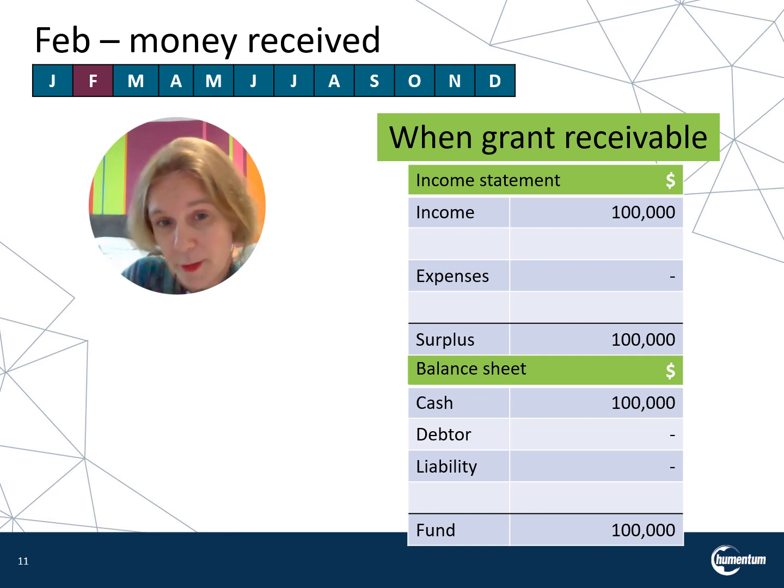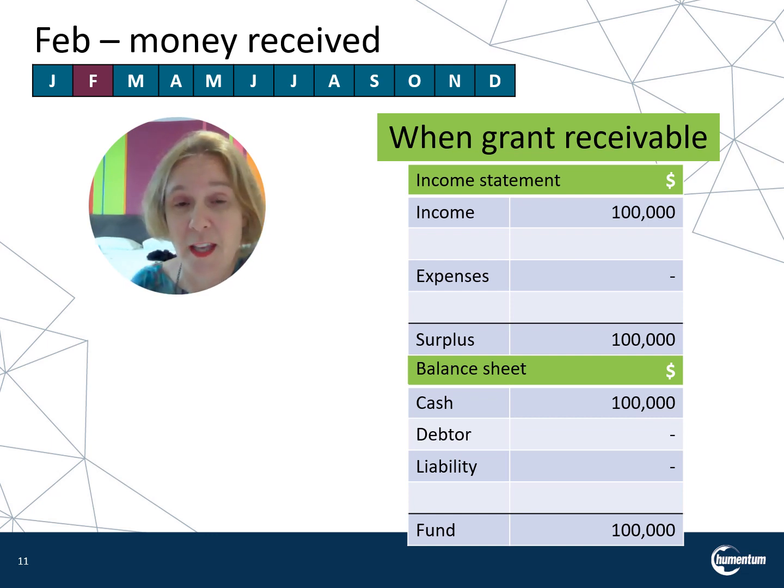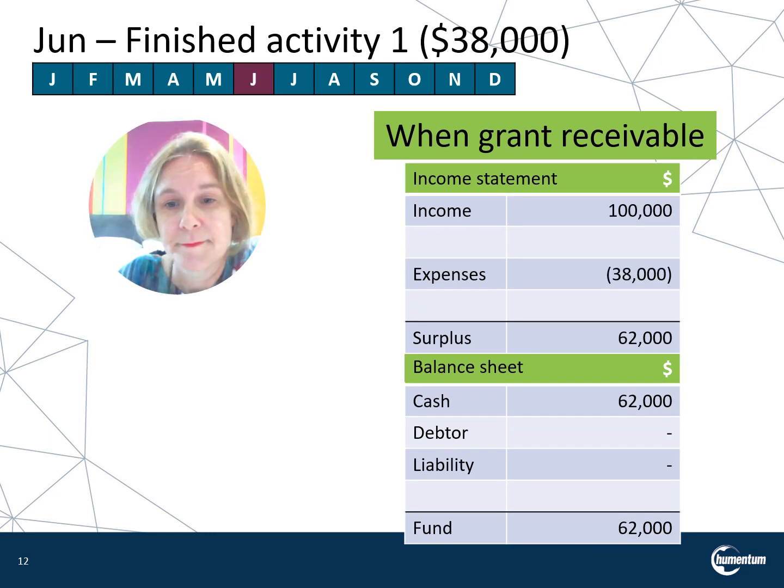Now, here in February, when the money's been received, all that's happened is that $100,000 has moved from debtor to cash on the balance sheet. No change to the income at all. And in fact, the income won't change at all throughout the whole year. We recognised it when it was receivable, and that's it.